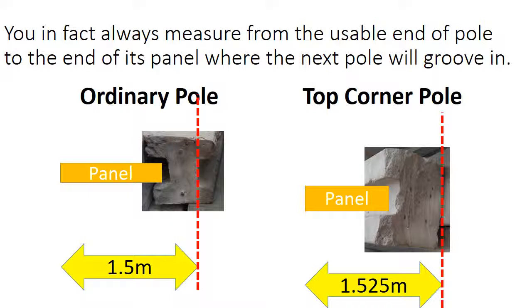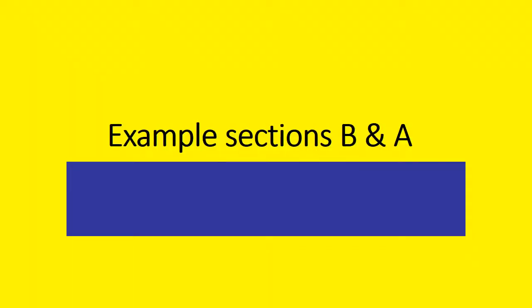This is the top view of the corner pole, since the corner pole only has one groove. At the corner pole you measure from the end of the corner pole to the end of the panel, and that's 5.25 centimeters. Here I have examples of sections B and A, and also the other sections, that you can go through in your own time. Freeze the video on a panel and go through it.